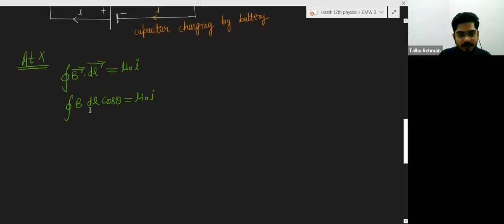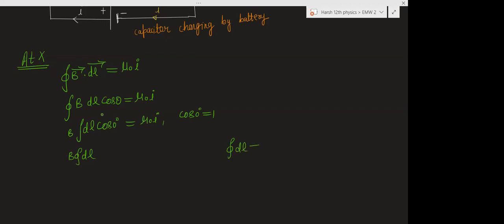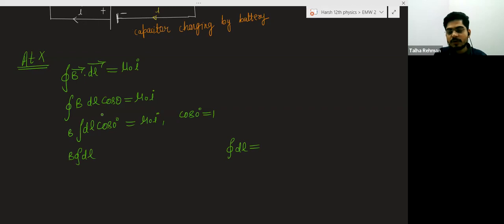Now the magnetic field is constant, so you can take it out of the integration. Here will be dl, and cos 0 degrees is equal to 1. So basically we will get B into the closed integral of dl. Earlier also I have told you this will be the perimeter of this loop, that is 2 pi r. So you will get B into 2 pi r is equal to mu naught into I.